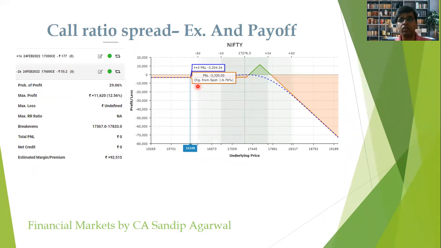So this is a very high risk strategy, and it is mainly used by people who are into full-time trading, and who can manage their risk on a day-to-day and real-time basis. This strategy is used only when the person wants to reduce the cost of the strategy. Again, just a disclaimer, this is not a trade recommendation. I have just explained this to give you a practical understanding of what a call ratio spread is.